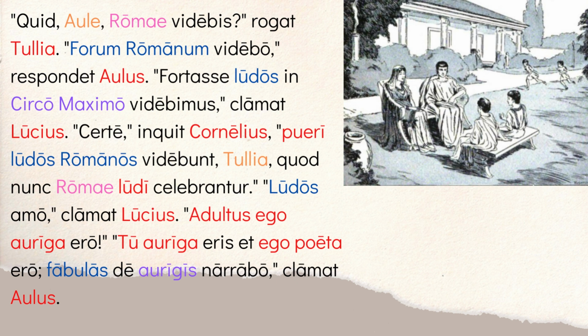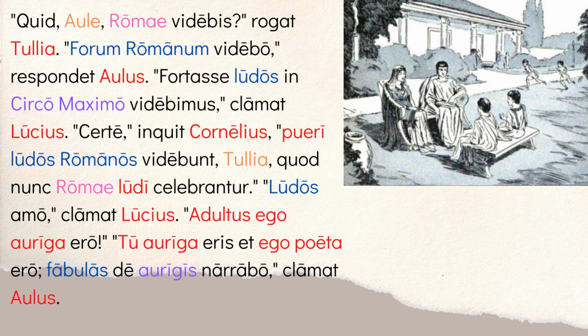Then you have a response: "Tu auriga eris et ego poeta ero, fabulas de aurigis narrabo," clamat Aulus. So Lucius says, I want to be a charioteer, right? I'm going to be a charioteer when I grow up. Then you have Aulus shouts. He says, you will be, tu eris, right? You will be auriga, a charioteer, and I will be, ego ero, right? I will be a poeta, a poet. So he says, you go be a charioteer, and I will be a poet. And he says, narrabo, I will tell.